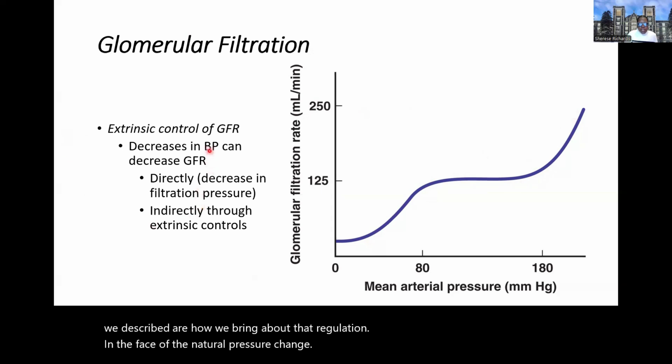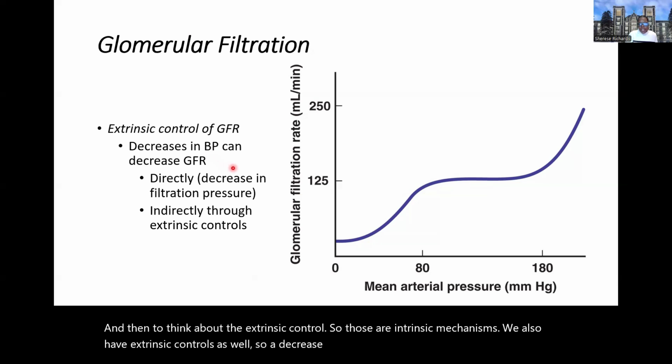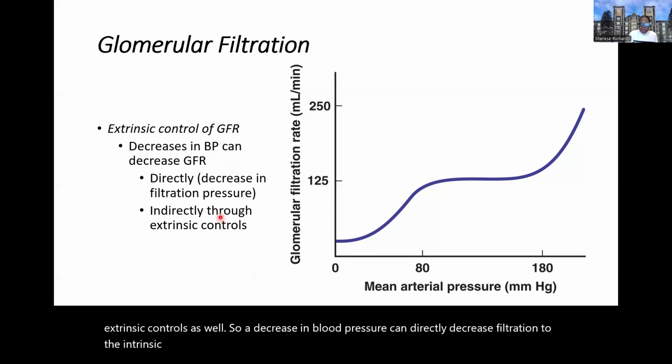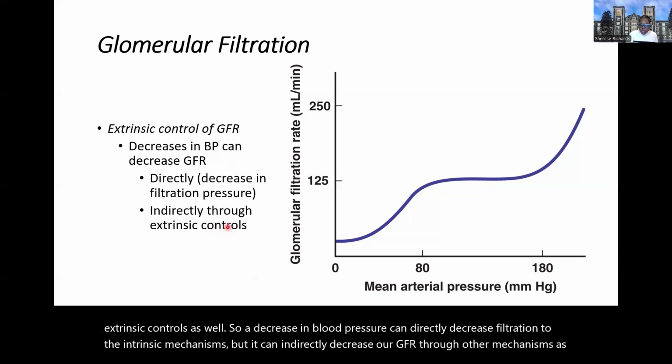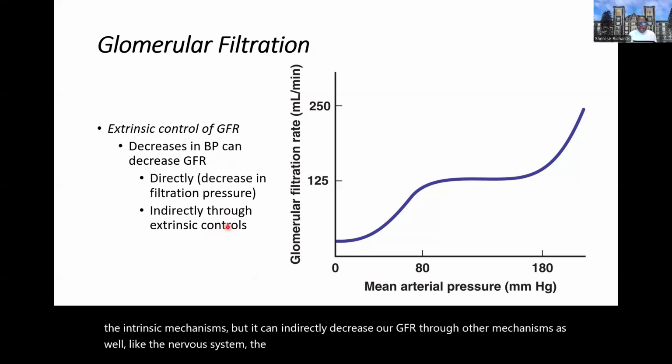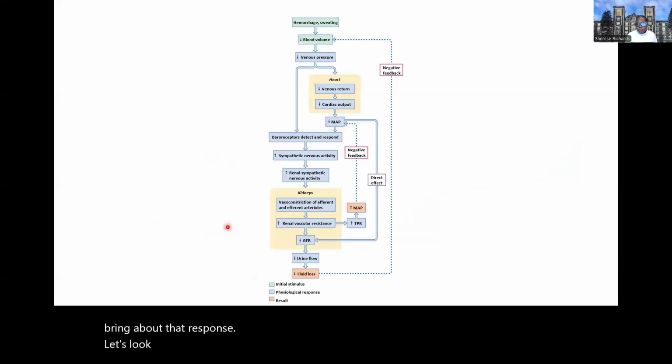And then to think about the extrinsic control, so those are intrinsic mechanisms. We also have extrinsic controls as well. So a decrease in blood pressure can directly decrease filtration through the intrinsic mechanisms, but it can indirectly decrease our GFR through other mechanisms as well, like the nervous system, the sympathetic nervous system, for example, which can bring about that response. So let's look at that example.